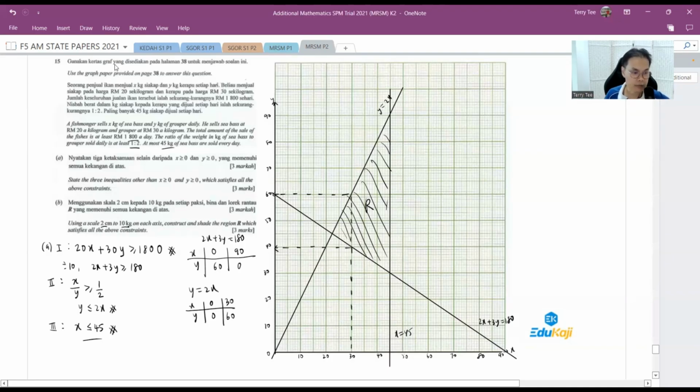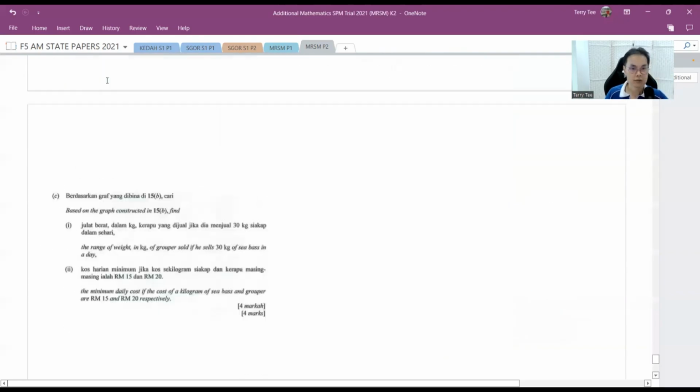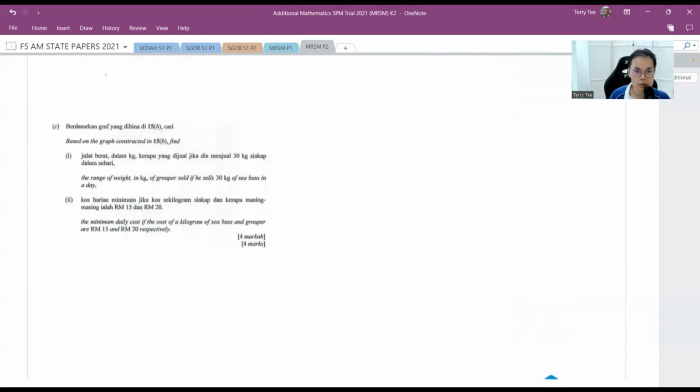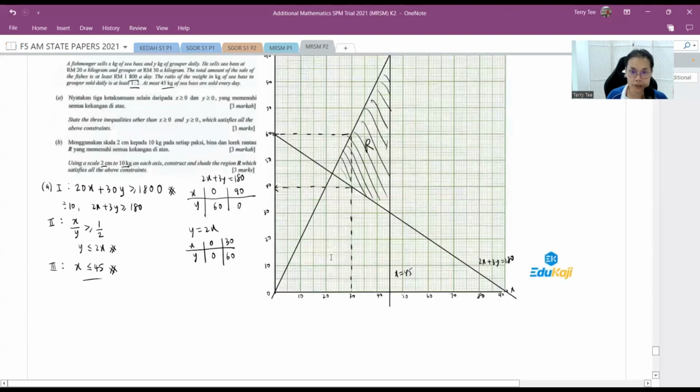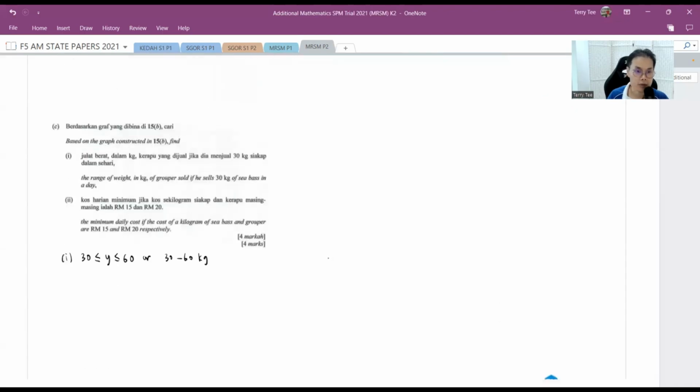So let's just write down the answer. The range of values of y, the grouper, we say the range would be 30 to 60. You can also say 30 to 60 kg. It's okay to write in inequality form or even in range form like this. Like in statistics, we write 30 to 60 kg. Sorry, it's not 30, it's 40. 40 to 60. So it's 40 to 60.